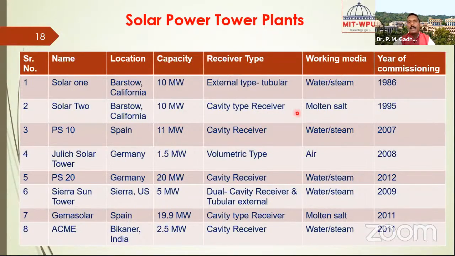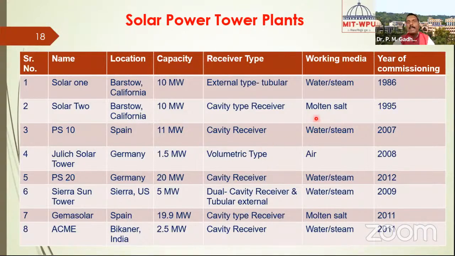So molten salt is used instead of water steam. It was commissioned in 1995. So these are the different solar tower power plants, and you can see the different types of receiver we can use.